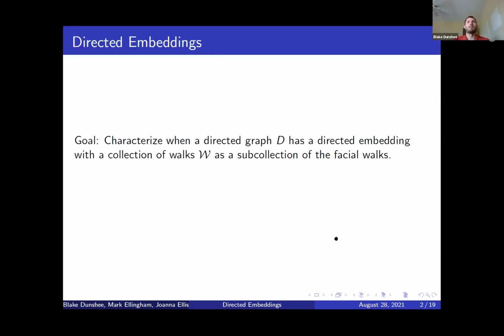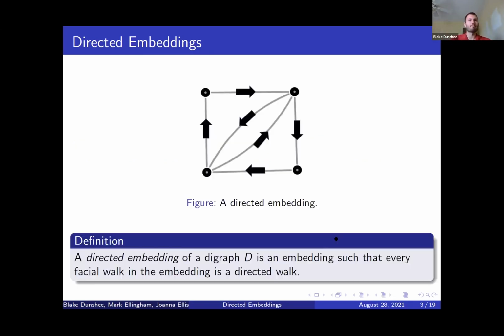So what do we mean by directed embeddings with a collection of predetermined facial walks? Well, we're going to start with an abstract directed graph, and we're going to try to give it a directed embedding with some collection of walks fixed as facial walks. So that's what we mean by partially predetermined facial walks. We're not going to determine at the very beginning all of the walks in the embedding. We're just going to fix some and then see if we can extend that to a full directed embedding.